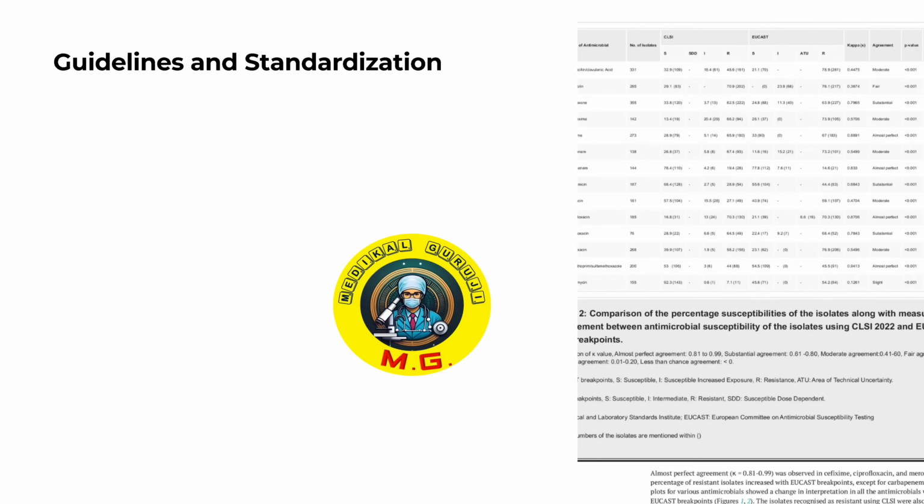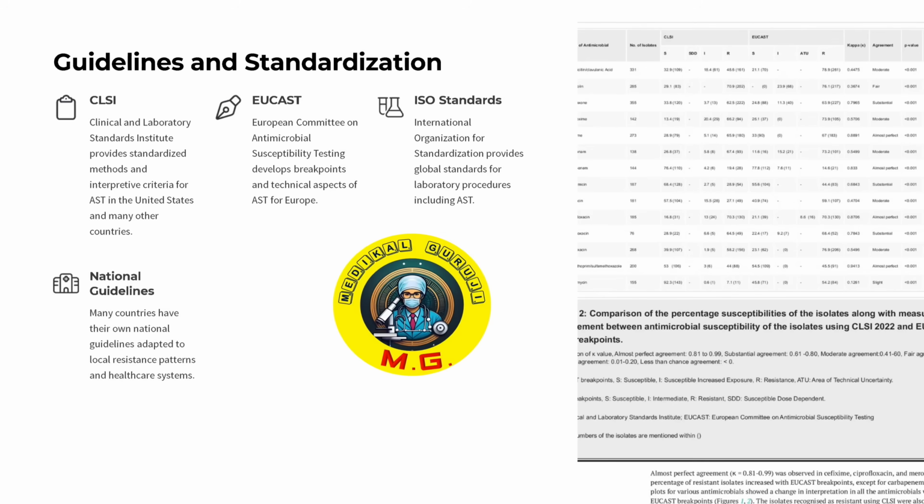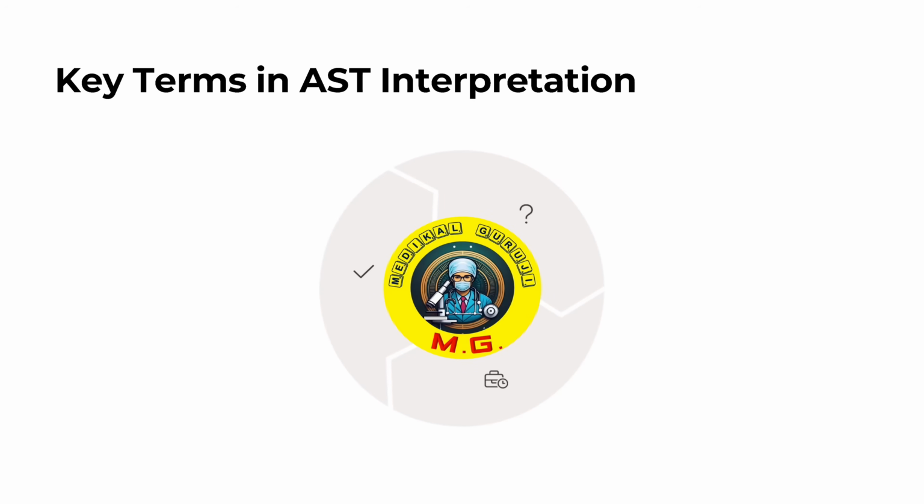AST is performed using standardized laboratory methods and follows guidelines established by organizations such as the Clinical and Laboratory Standards Institute, that is CLSI, and second is the European Committee on Antimicrobial Susceptibility Testing, that is EUCAST. These guidelines ensure uniformity and consistency in testing procedures, interpretation criteria, and reporting of results. Interpreting the results of antibiotic susceptibility testing involves analyzing the data to determine the susceptibility or resistance of microorganisms to different antibiotics. This information helps the clinician to decide on the most effective treatment for an infection.